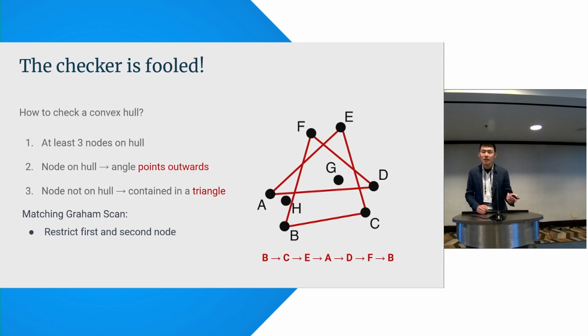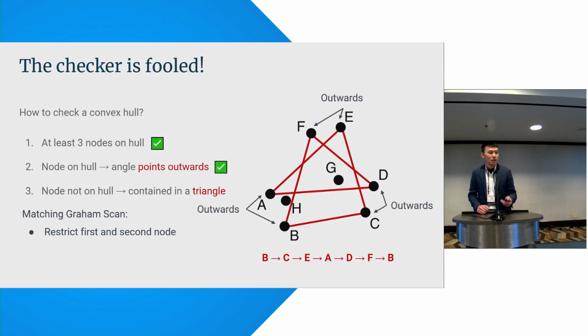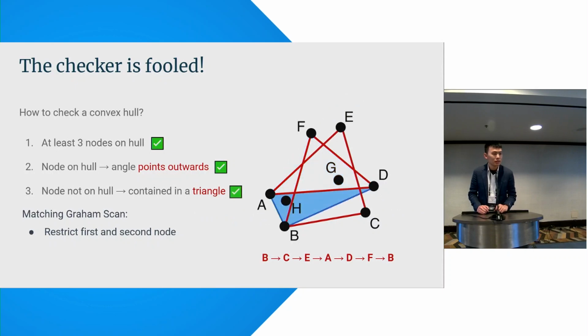Well, does it have at least 3 nodes? Yes. Are all the angles pointing outwards? Yes. Are all the nodes not only contained in triangles? Also yes. And finally, it does match the first 2 nodes of the correct convex hull. Ha! So this is indeed not a valid checker. For those people who did not use refinement, they might never see this coming. This could be bad.